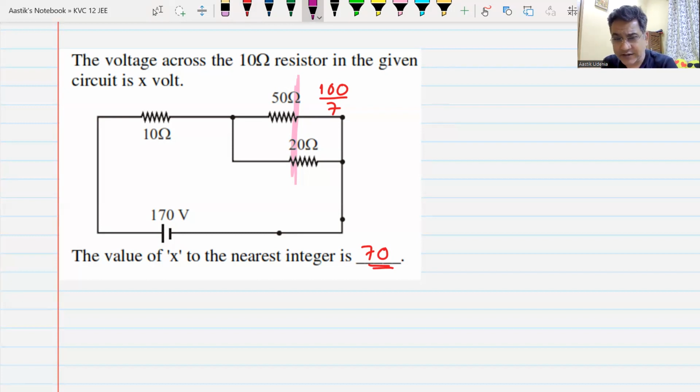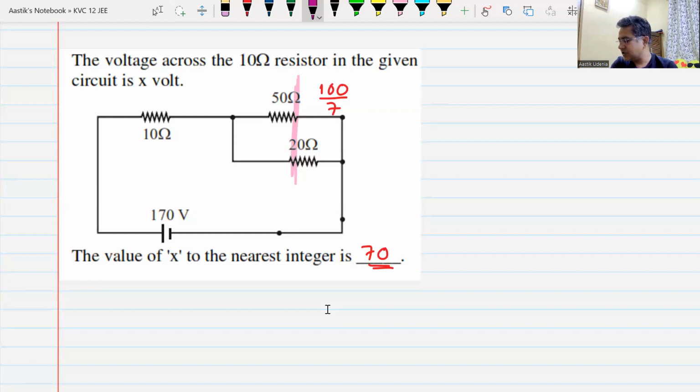How does current divide? No, how does voltage divide in resistors? Did I tell you that formula? I gave you the formula for how charge divides in series and how charge divides in parallel combination. Did I give you that formula? That was for capacitor. I had given you the formula for capacitor. We can write the same formula for resistor.